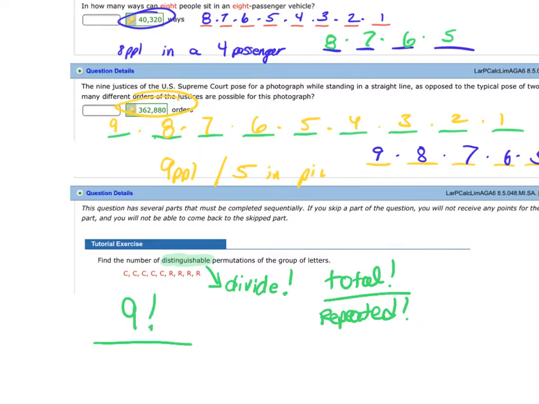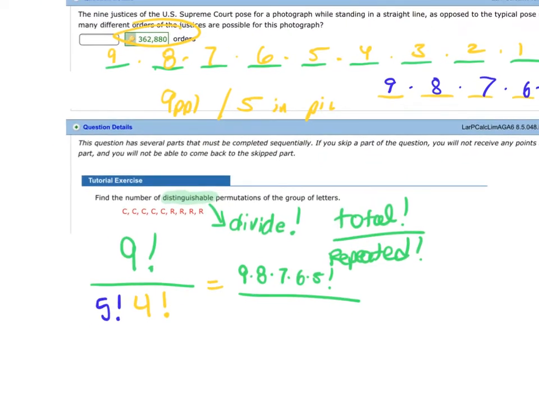Do you see any letters that repeat? Yeah, the C's and R's. Okay. So how many times does the C repeat? 5 times. So it's 5 factorial. You gotta have the factorial with it. And then how many times do the R's repeat? 4 times. So when we work this out, it's 9 times 8 times 7 times 6 times 5. I'm going to stop there. Then I have 5 factorial, 4, 3, 2, and 1.